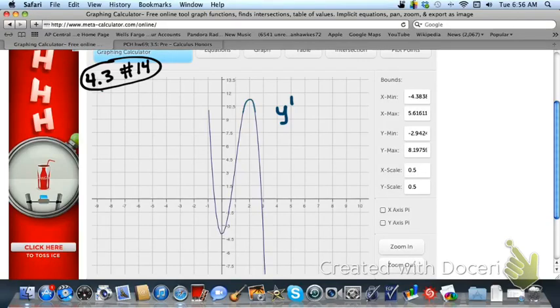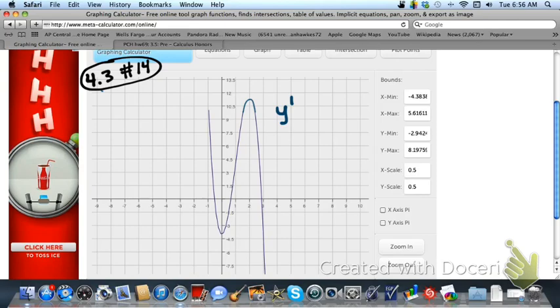In this video, I'm going to explain how to do problem number 14 from section 4.3 in your calculus book. What you see here on your screen is the graph of y prime. You can find y prime. Knowing how to graph this, though, you would use your graphing calculator. And from y prime we can answer all the questions that are being asked.